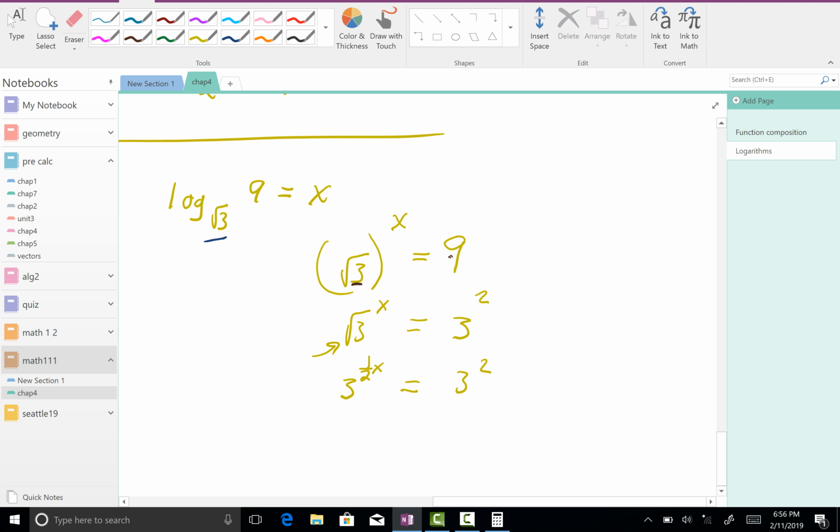Okay. Well, because this is a square root, a root is a fractional exponent. So like this is a square root, which is a 2, so that'd be a 2. If it was a cube root, this would be a 3. If it was a fourth root, this would be a 4.